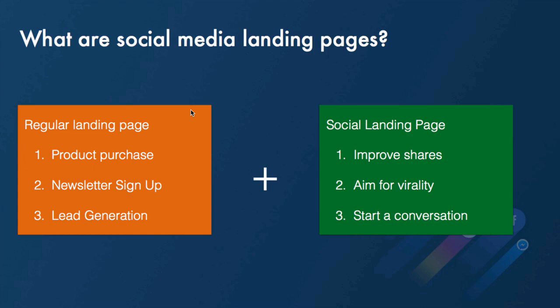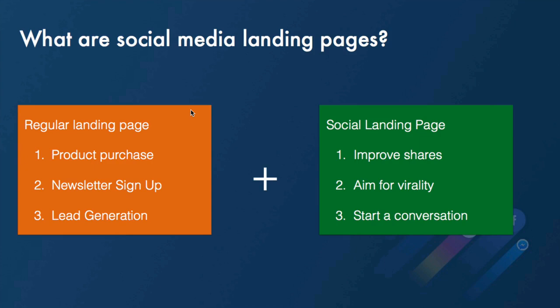A social media landing page will have systems to improve share count. It will aim for virality. For instance, it might have a piece of content, and to access more content, the page might ask the user to retweet or share it on Facebook with their friends. Or the social media landing page can have a list of comments, maybe on Facebook or Disqus or native WordPress or Drupal comments, so that a conversation happens around that content.